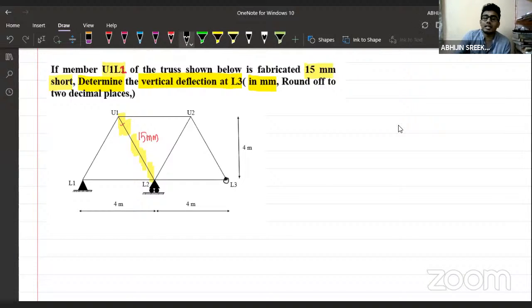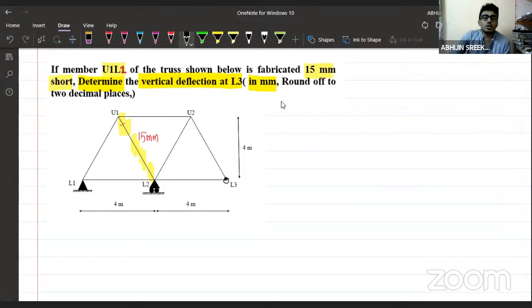There is no external load acting on this member. There is no temperature change. But there is a fabrication error in this member U1 L2, and due to that fabrication error, we are assuming that there is a possible displacement of this joint L3 in the vertical direction. We are interested in calculating the vertical displacement of that joint L3 due to this lack of fit, or this fabrication error, in the member U1 L2.